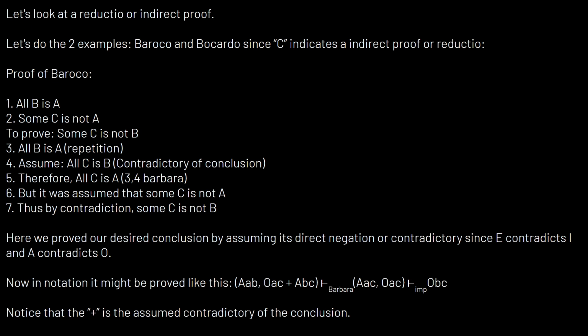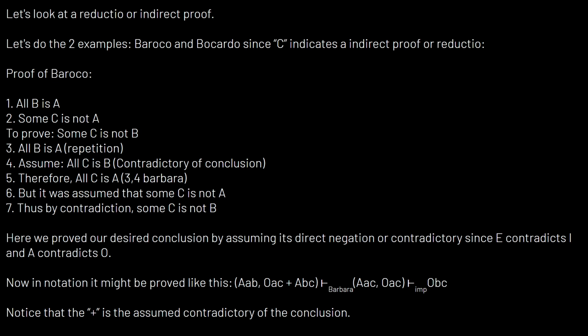All B is A, some C is not A. So that's how you know it's a second figure syllogism, because the middle term is in both predicates. And then we want to prove the conclusion, therefore some C is not B. Now, in order for you to prove a syllogism via reductio or indirect proof, you have to assume the direct negation of the conclusion. That is, all C is B.